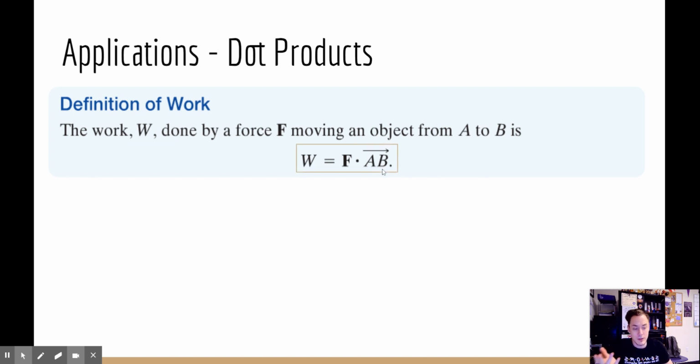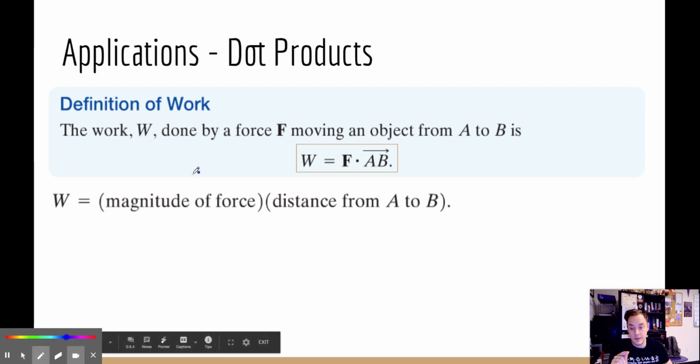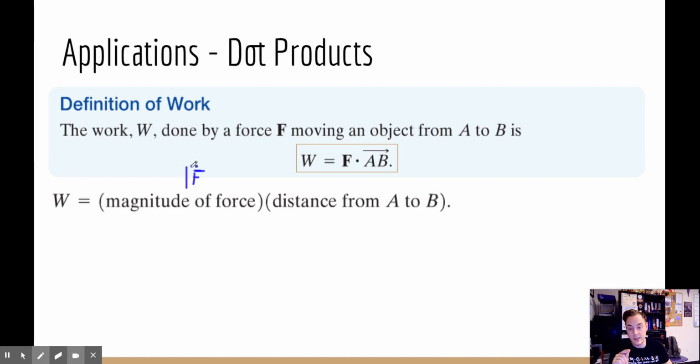So what does this actually mean? I'm going to show you what it means. And I'm going to actually give you a better formula than this. This formula is kind of janky. I want an easier formula to work with. Ready? So work literally just equals the magnitude of force. That's your F. So the magnitude of force. We already know how to find that. It's literally just this. Okay? That's literally the magnitude of force. It doesn't write it like that. So it's kind of unfortunate, but it should. It's the magnitude of force. And then the distance from A to B.